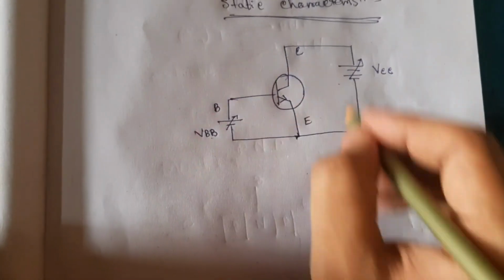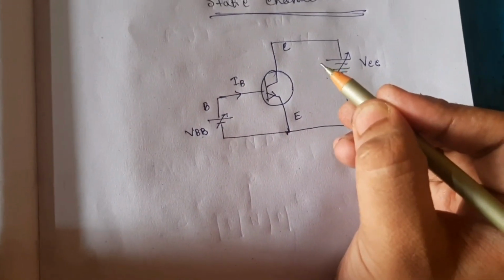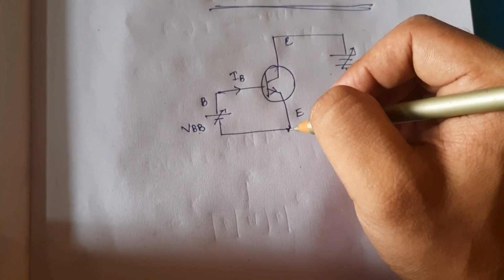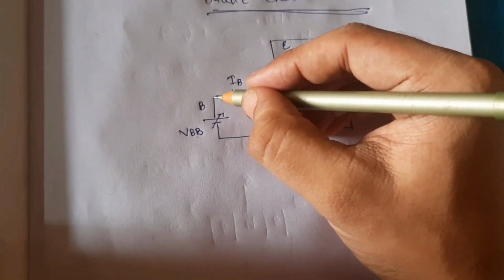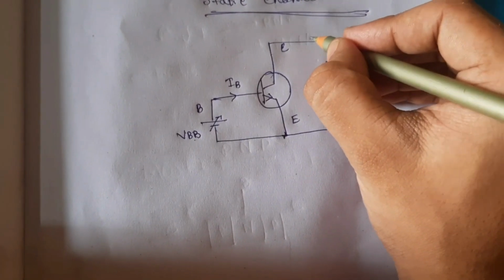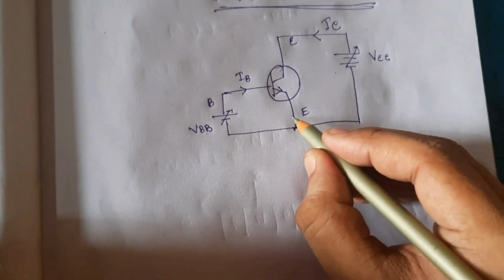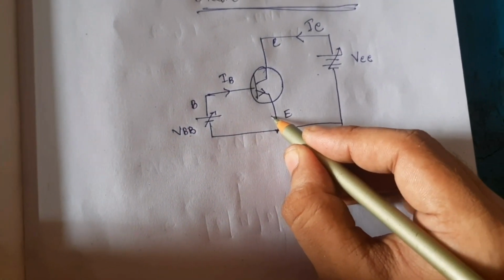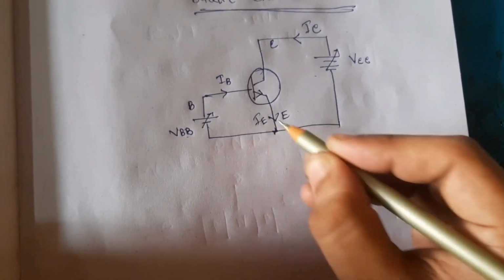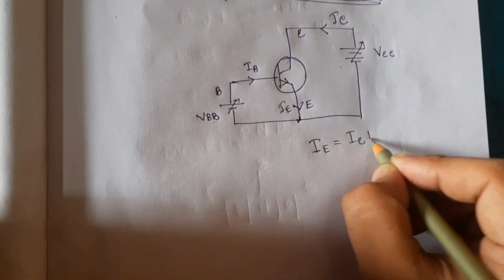In this circuit a current will flow, which is IB. The emitter junction is forward biased, the base also is forward biased, but the collector is reverse biased. So the collector current IC flows in this direction and the emitter current is IE. IE is equal to IC plus IB.